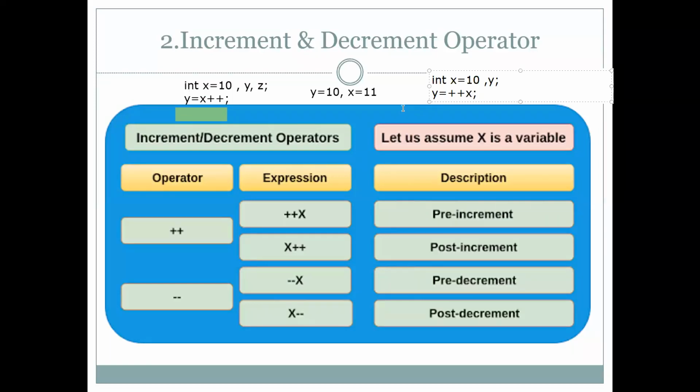So now here the thing will happen somewhat differently. Okay. Means first my value of x will increase. This is a pre, means before performing any kind of operation, first increase the value of variable x. So my x becomes 11, and then it will assign value 11 to variable y, right? So here x is 11 as well as y is 11.